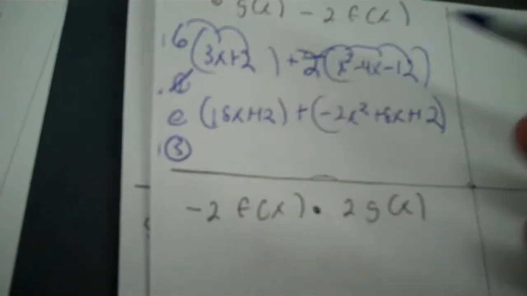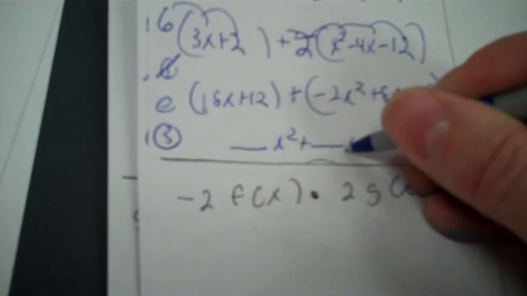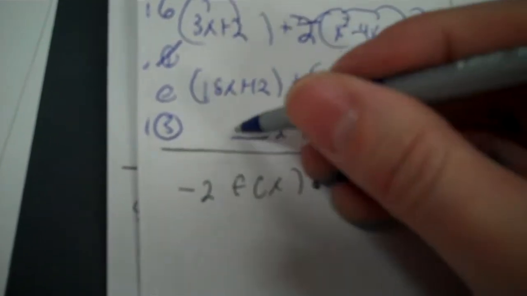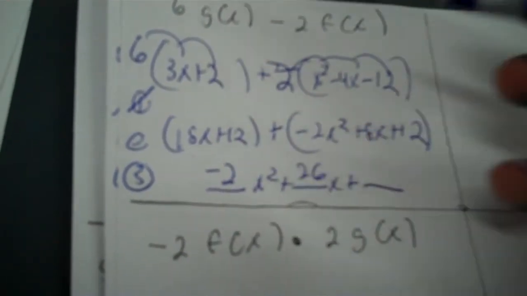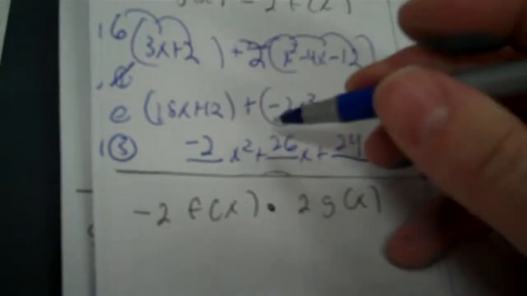And now with the plus, I just combine like terms. X squared is your highest. So x squared is negative 2, 18 plus 8 is 26, and 12 plus 12 is 24.